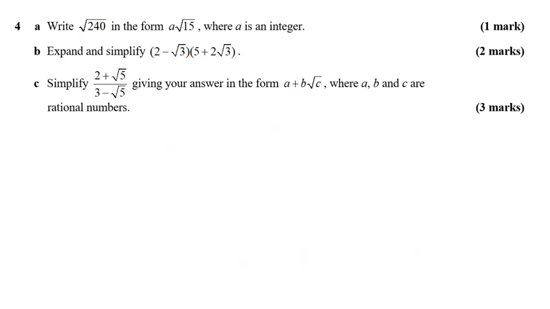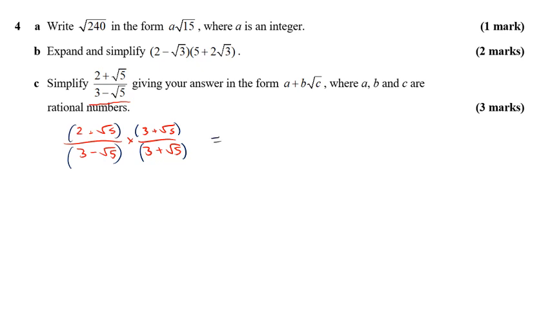Okay, and so then for part C, we need to rationalise the denominator of this fraction here. So to rationalise the denominator, we are going to multiply top and bottom, so numerator and denominator, by 3 plus root 5. Now when we do that, I'm just going to put some brackets around it here to make the multiplication a little bit clearer.